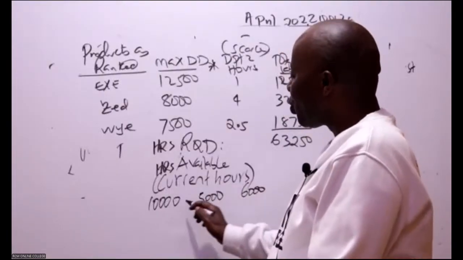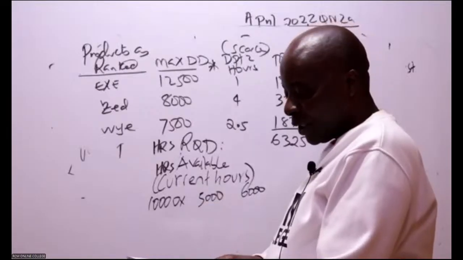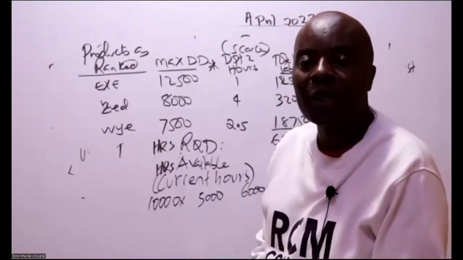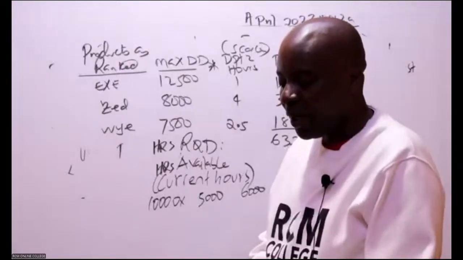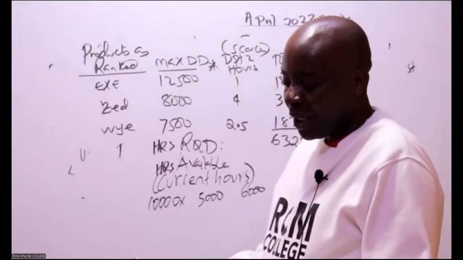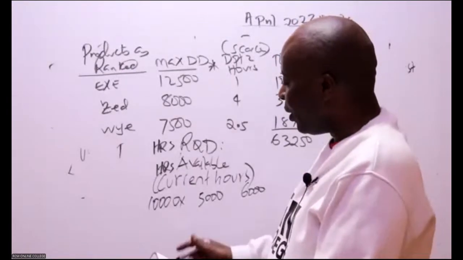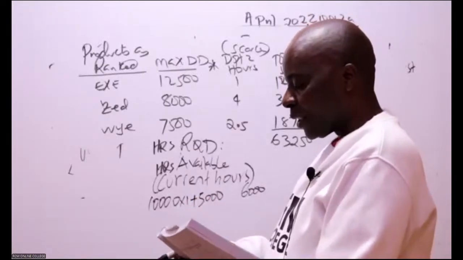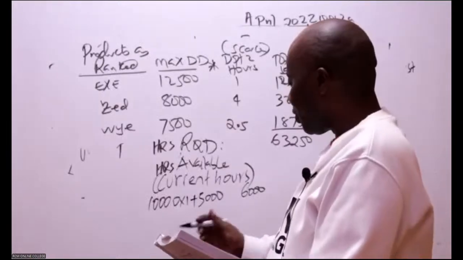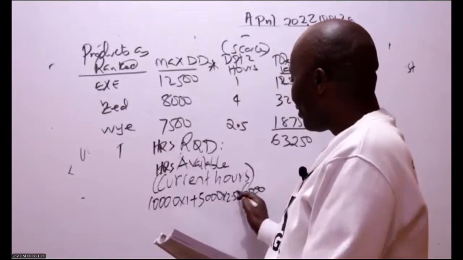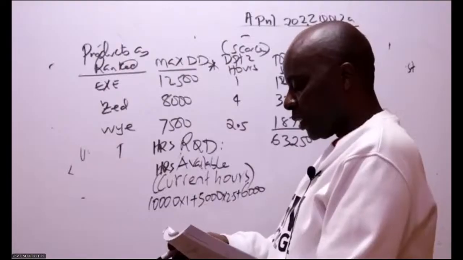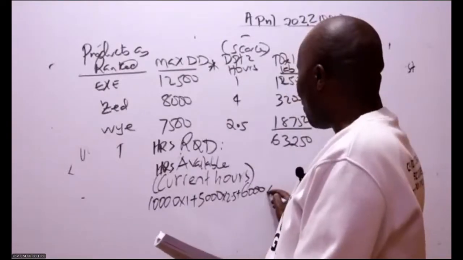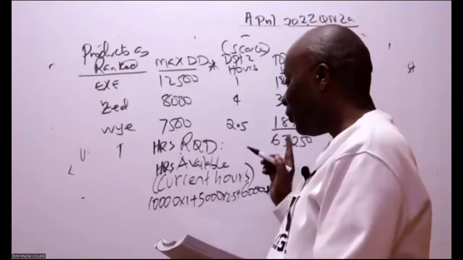So what you need to do is multiply these with the Department 2 labor hours, the ones which are scarce. I'm not concerned with Department 1 and Department 3. So Department 2 labor hours available for X is 10,000 times 1, plus 5,000 times 2.5 for Y, plus 6,000 times 4.